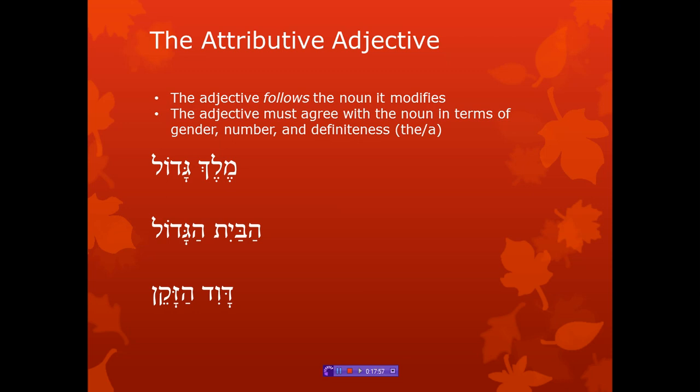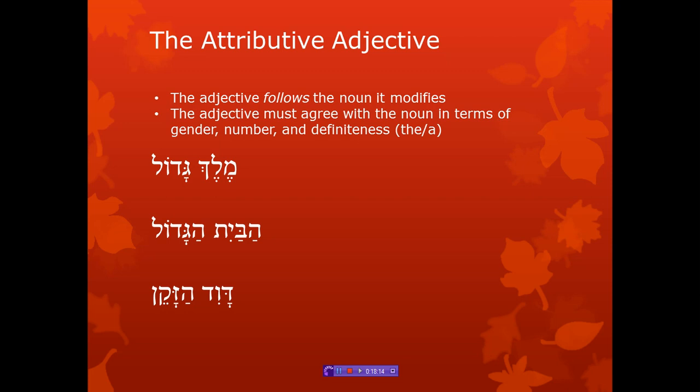And then the second rule is the adjective must agree with the noun in terms of gender, that is masculine or feminine, number, that is singular or plural, and definiteness, that is, does it have the definite article or not? Is it the or is it a? So let's look at an example.